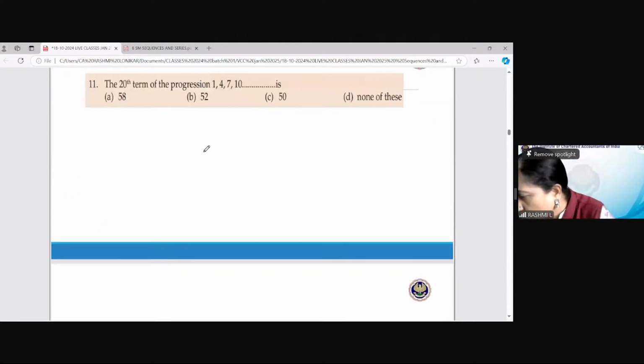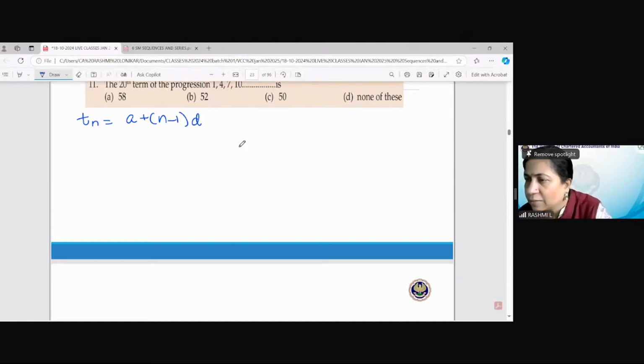Now let us go to the next sum. The 20th term of the progression 1, 4, 7, 10 is. Okay, so what is happening in this is the sequences are given and you are asked to find the nth term. Okay, so Tn is equal to A plus n minus 1 into D. What is it, Akshat?